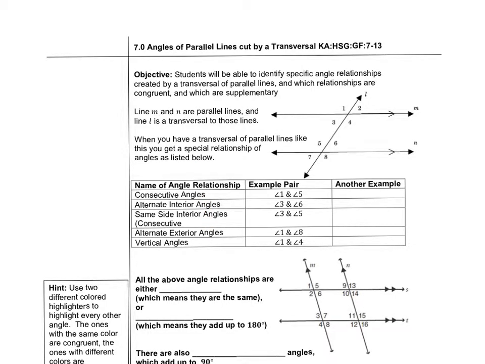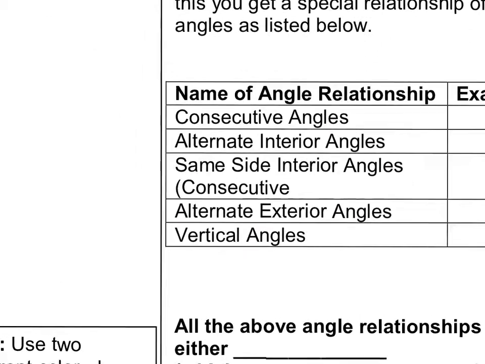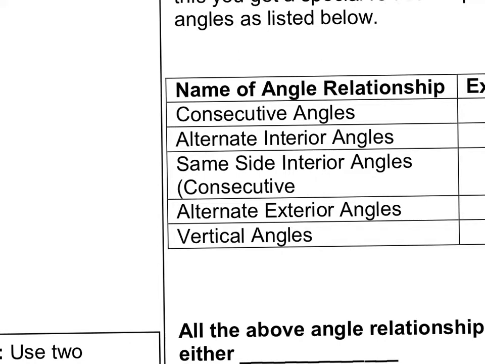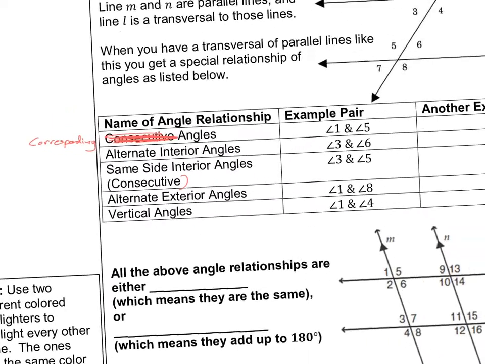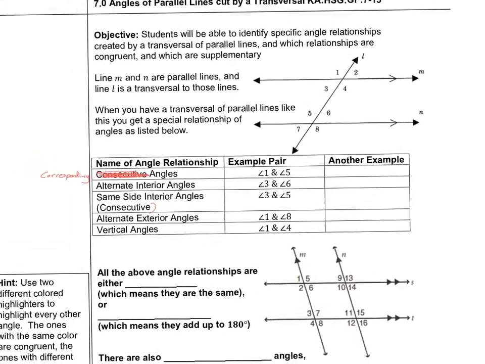So here's some of the listings, except there is a typo here. You're going to want to go ahead and just fix this. This shouldn't have said consecutive, because consecutive is down here. This should have said corresponding. So I apologize for that typo. Okay, so here's all the different relationships you get.